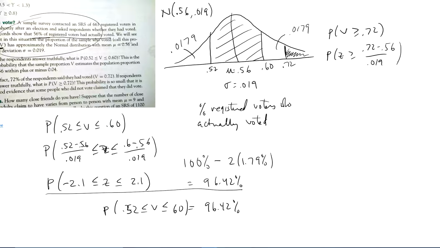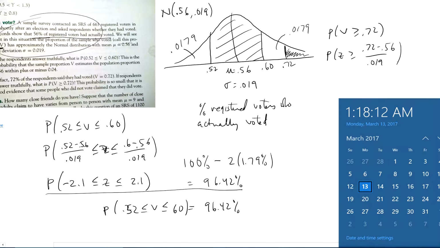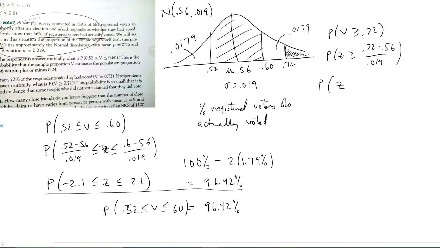Oh, I messed that up. 0.72 minus 0.56 divided by 0.019. Oh, I didn't mess it up. The probability Z is greater than 8. The z-score is just huge, 8.4, which isn't even on my table. That's going to be approximately 0. Look how many standard deviations. 8 standard deviations above, which is next to impossible.